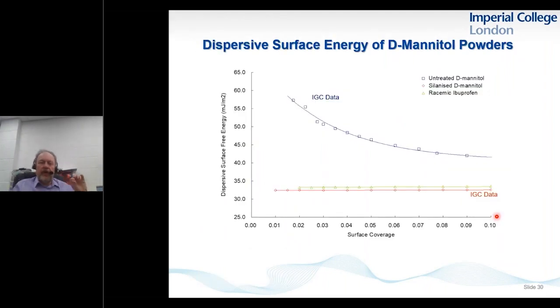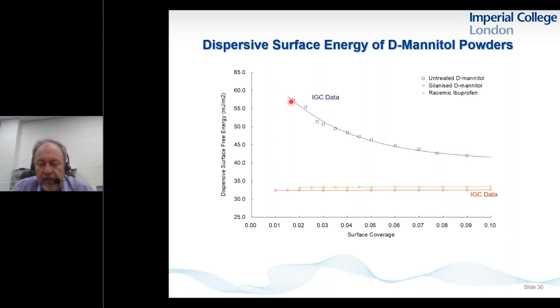So we now move away from looking at wettability on crystals to measuring IGC on the powders. What you can see here is the IGC data, and the treated material, which is here, is very homogeneous. Whereas the untreated material is up here, and it's clearly more heterogeneous because there are 3 different crystal faces. They all contribute to the overall energy we see.